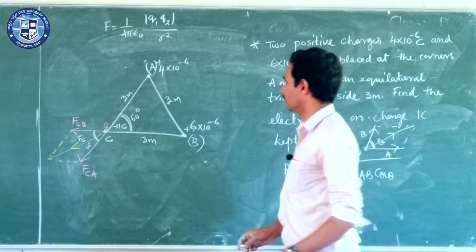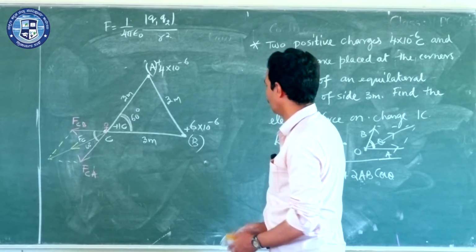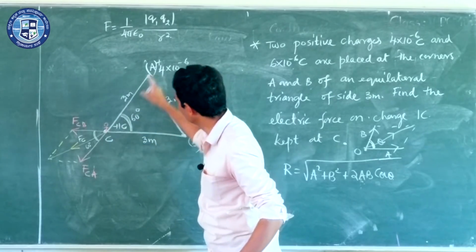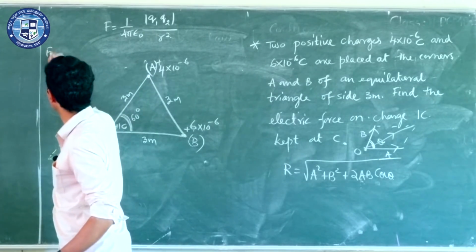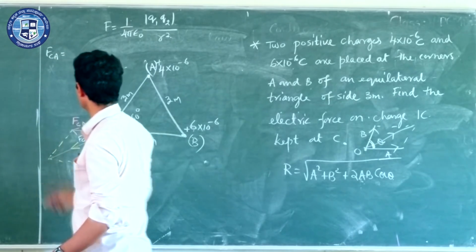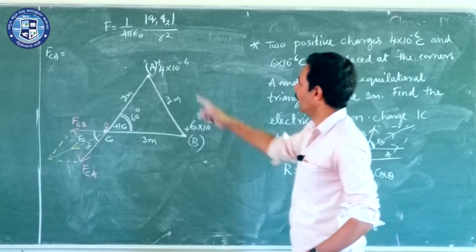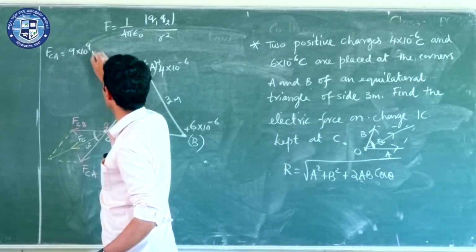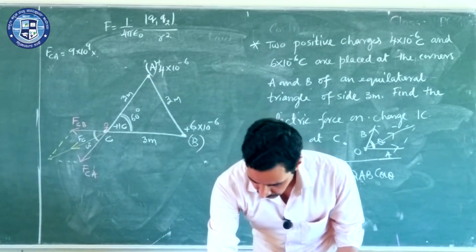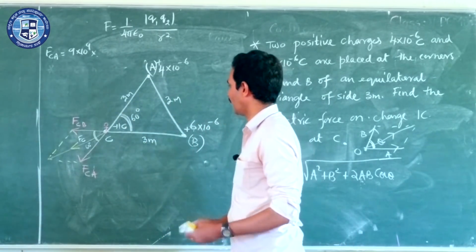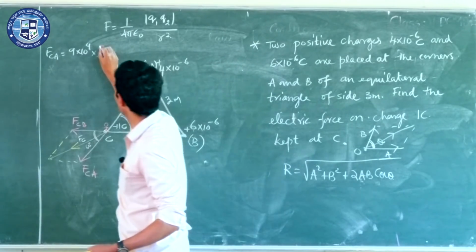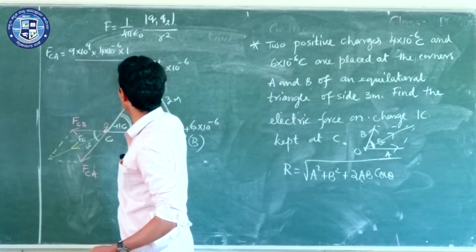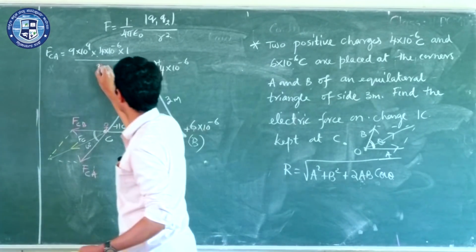One by one we will find out. Force on C due to A first. Force on C due to A is equal to 1 by 4 pi epsilon naught. You know that it is 9 into 10 to the power 9 into Q1 Q2 by distance square. Q1 is 4 microcoulomb, Q2 is 1 coulomb, divided by distance square, 3 square.